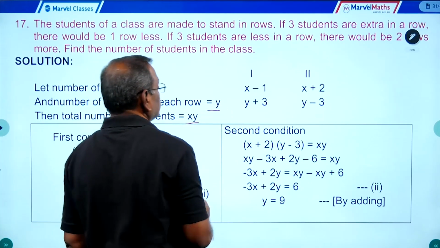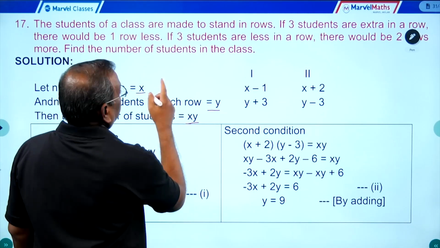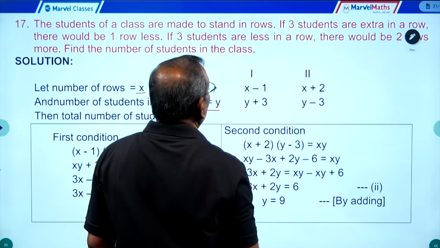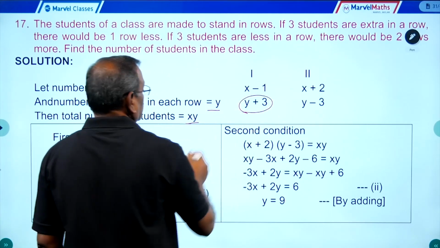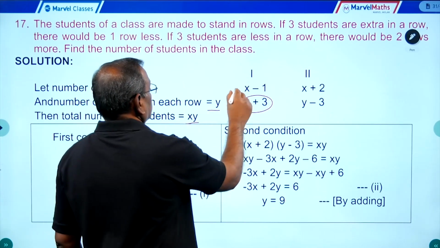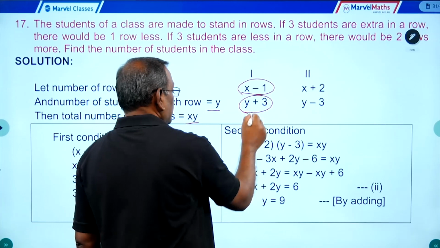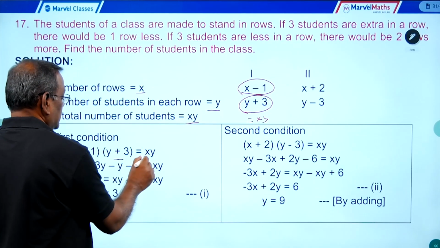So now the first condition. What is the first condition? If 3 students are extra in a row, 3 students extra in a row means y plus 3. There would be 1 row less, x minus 1. But the product of these two equals xy. x minus 1 into y plus 3 equal to xy.